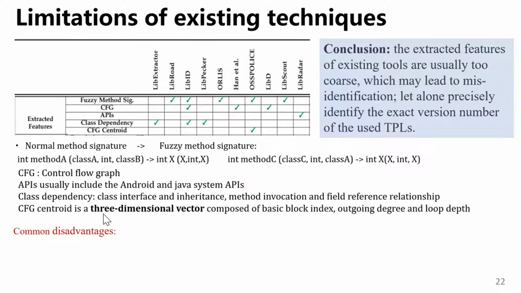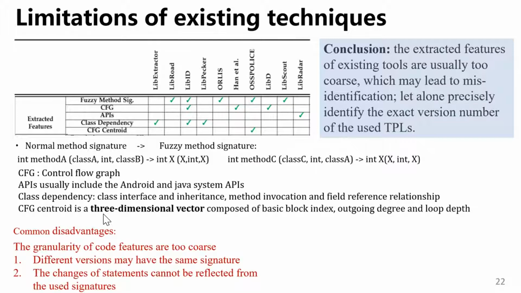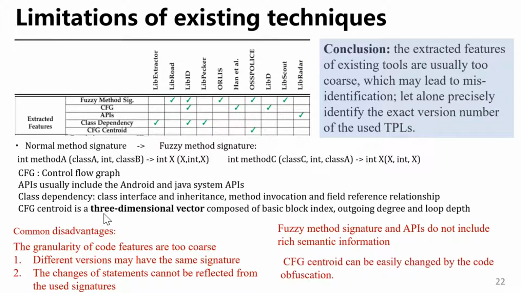But we found that all of these features have some common disadvantages. The granularity of the code features is too coarse. Different versions may have the same signature, and changes of the statements cannot be reflected by the used signature. Besides, fuzzy method signatures and APIs do not include rich semantic information. They can just reflect the syntax information. Besides, the CFG centroid can be easily changed by code obfuscation.